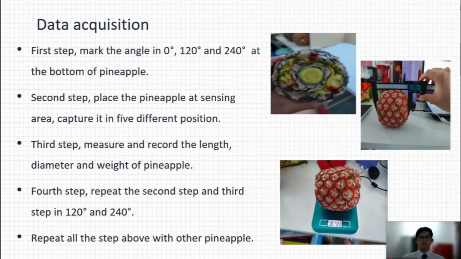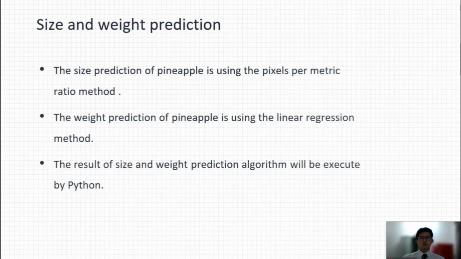For the data collection, the first step is to mark the angles 0 degree, 120 degree, and 240 degree at the bottom of the pineapple, as shown in this figure, and the red line is the marking. The second step is to place the pineapple at the sensing area and capture it in 5 different positions. The third step is to measure and record the length, diameter, and weight of the pineapple. The fourth step is to repeat the second step to the third step at 120 and 240 degree, and repeat all the steps above with other pineapples.